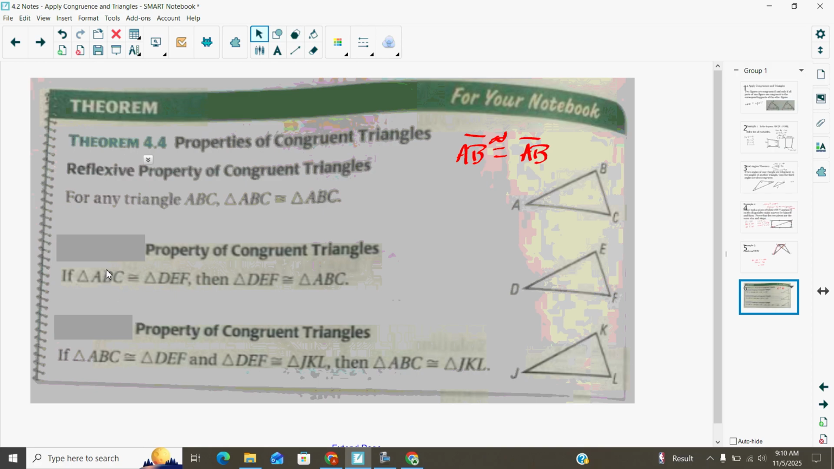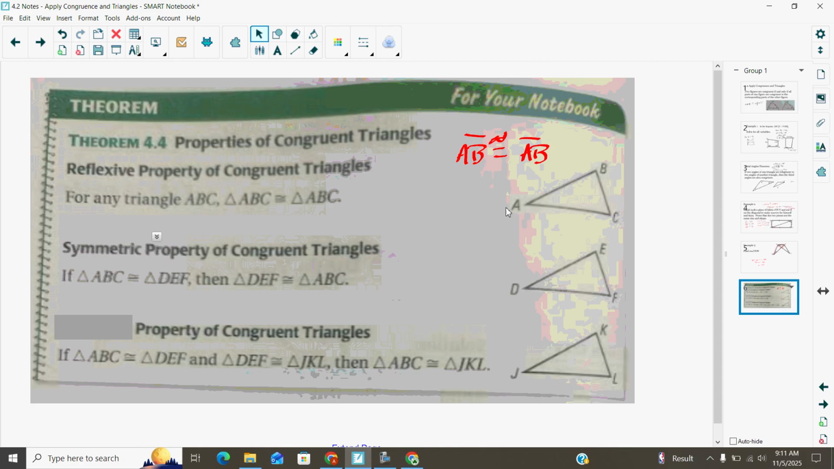We can also switch around the order here. We said before that segment AB is congruent to segment BA. For triangles, it says if triangle ABC is congruent to triangle DEF, then triangle DEF is congruent to triangle ABC. That's the symmetric property of congruent triangles.